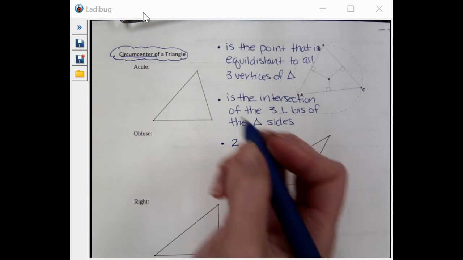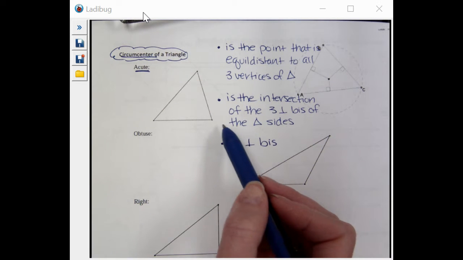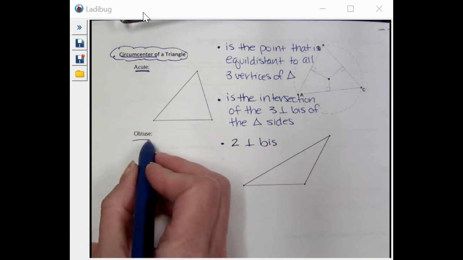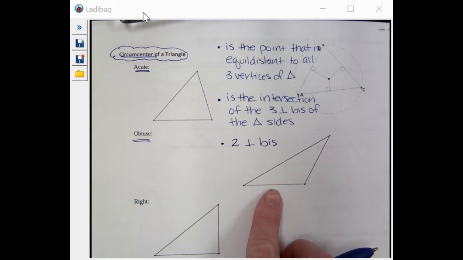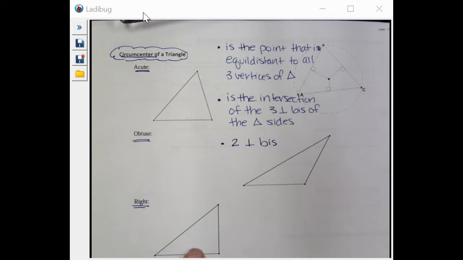So I've got three triangles on our notes here. The first triangle is an acute triangle. If you remember, those are triangles without any 90-degree angles. All three angles are less than 90. The second triangle, scooted over here on the right a little bit, is an obtuse triangle. And the third triangle down here is a right triangle.